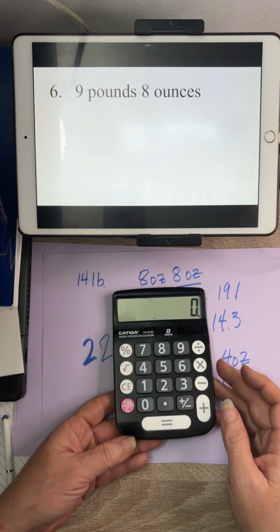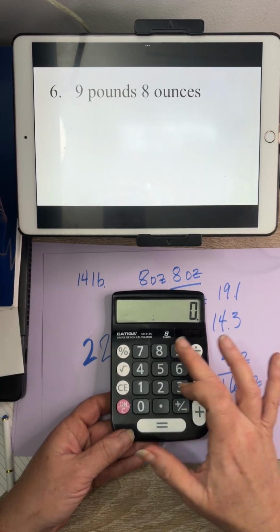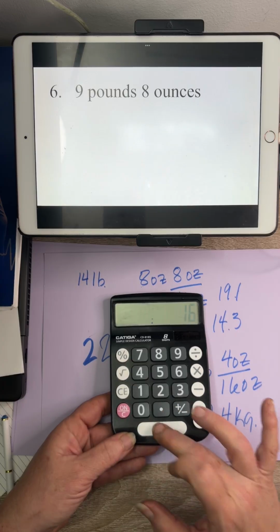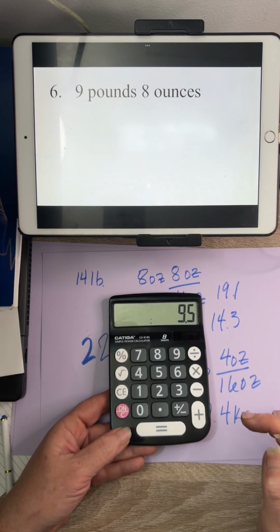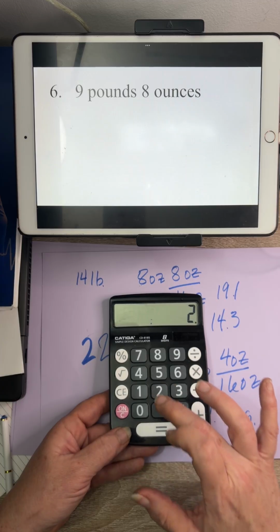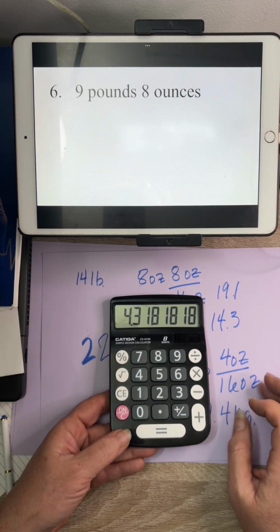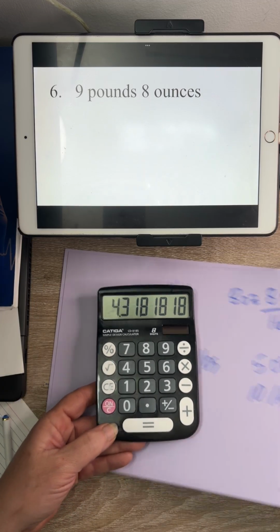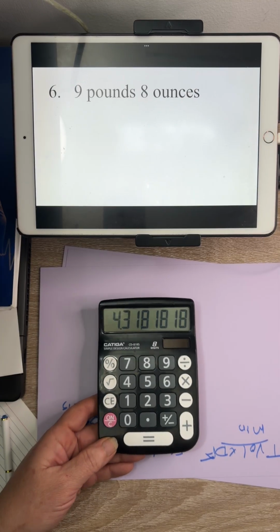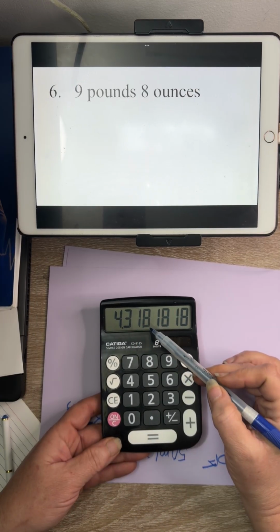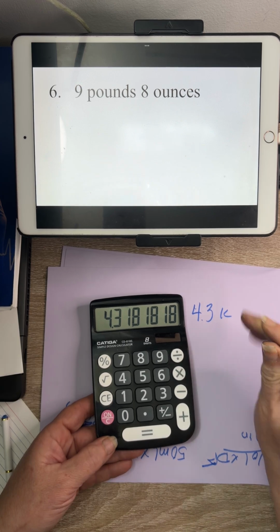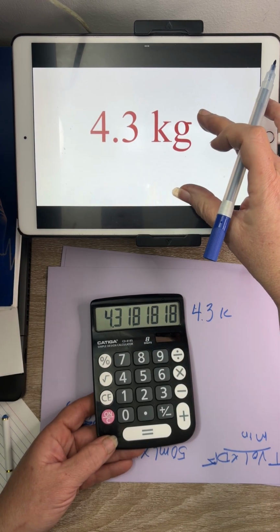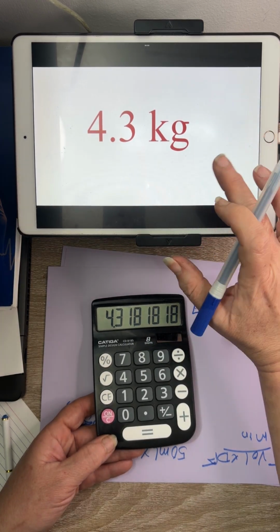So it's 9 pounds, 8 ounces. 8 divided by 16 is 0.5, then we're going to add the 9. And then we're dividing it by 2.2. And that's going to be 4.31, and you know that's going to be 4.3 kilograms. Look, yeah.